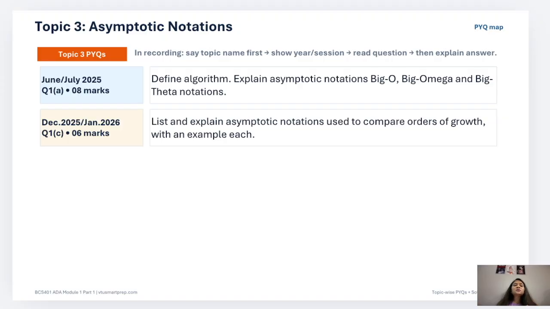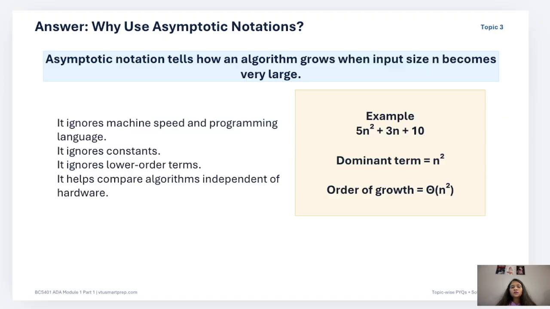So clearly asymptotic notation is a very repeated question topic. For the exam, writing the meaning, formal definition, use cases and example for each notation is very important. That means you have to write big O, big omega and big theta separately. Okay, so moving on to the next slide, where we have the explanation for asymptotic notation.